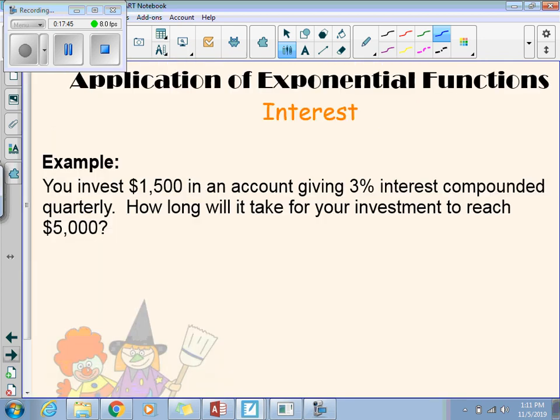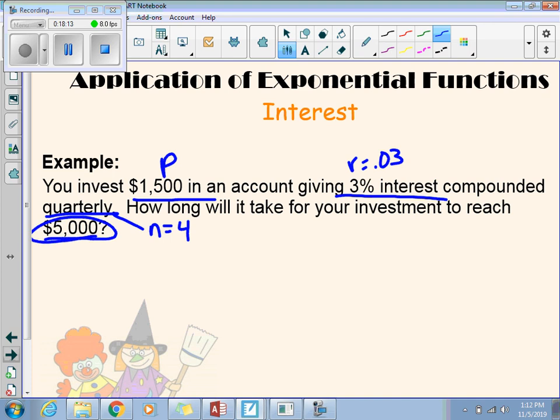Okay, here's another example. You've invested $1,500 in an account giving you 3% interest compounded quarterly. So this was our initial investment. 3% was our rate, so that's 0.03. Compounded quarterly, so n is 4. How long will it take the investment to reach $5,000? So we're looking for t. t is our question mark.